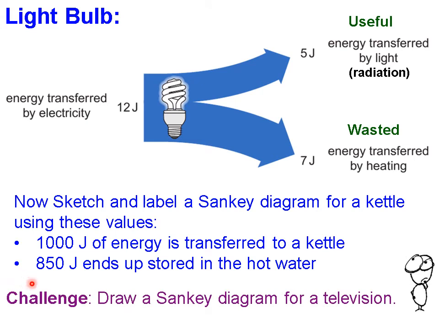So once you've had a look at this, what I would like you to then do is have a go at sketching a Sankey diagram. Now you know what it looks like, or draw something similar to this for a kettle. So like I said in the previous lesson, that kettle's a classic example that's used quite often, and it tells you here that 1000 joules of energy is transferred to the kettle and 850 joules ends up stored in the hot water. So what I want you to do is produce a diagram similar to this one for the kettle, and then we'll go through the answers on the next slide. There's a challenge here as well for you to draw a Sankey diagram for a television, and for this one you can make up your own numbers for energy values.